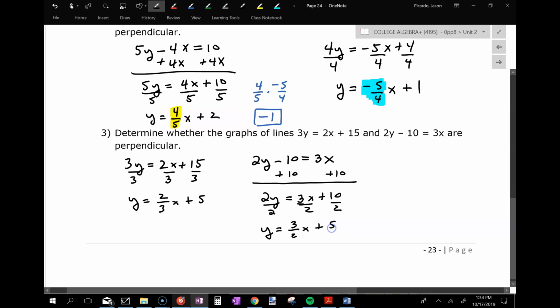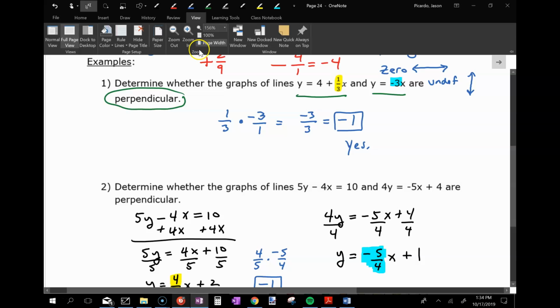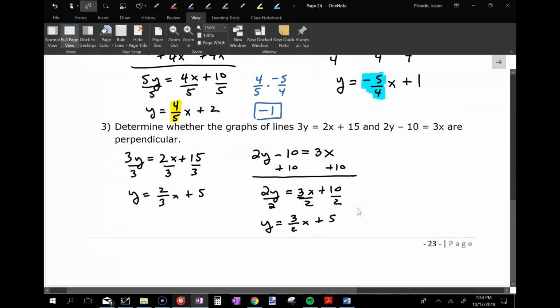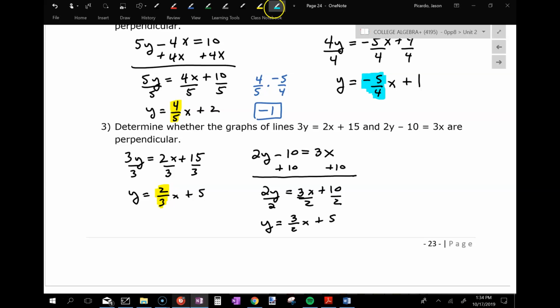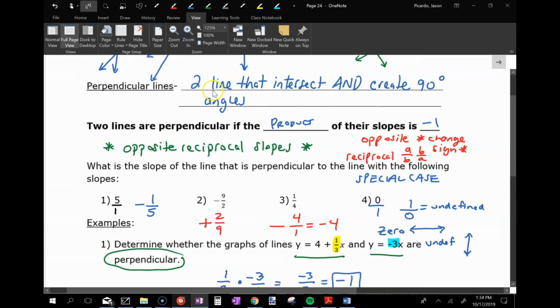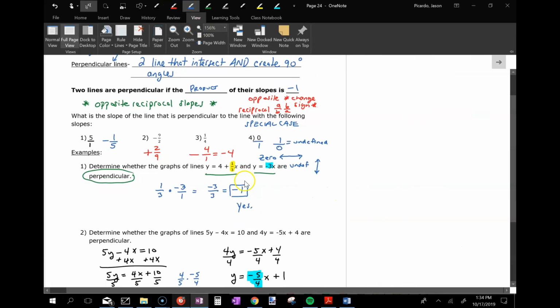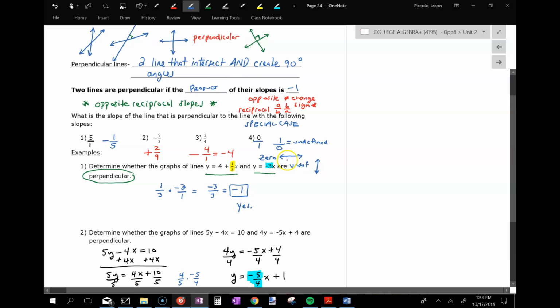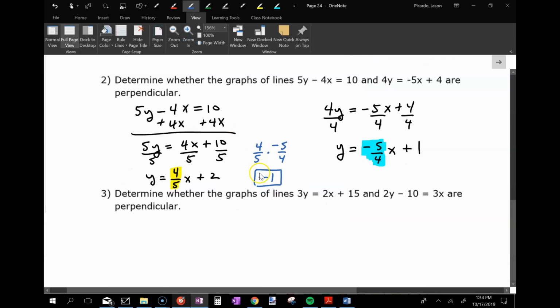So you should already, when you're looking at this one, guys, be a little wary. One is 3/2. There's no way that two positive lines can be perpendicular, right?